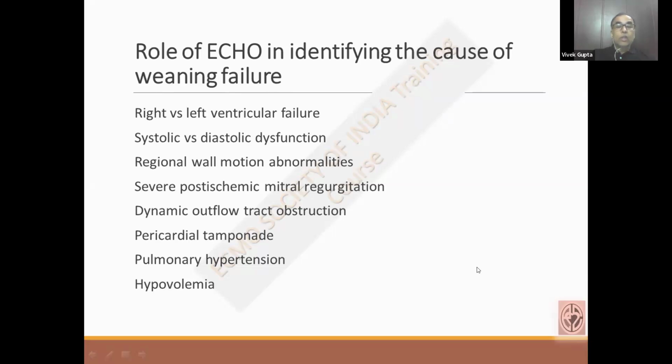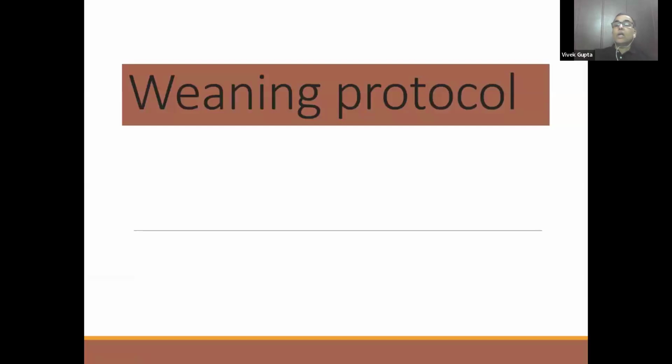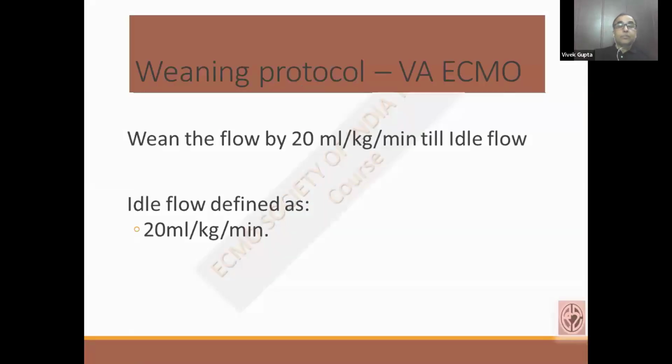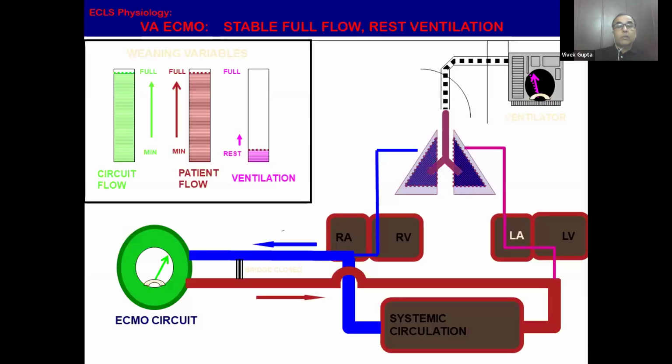to be as successful, there is a chance of some dynamic outflow tract obstruction, or sometimes the patient is having a pericardial effusion that is leading to tamponade, or the patient still needs volume and that's why he's not maintaining his hemodynamic stability. So on ECMO, we bring down the flow to 20 ml per kg per minute, or roughly around 1 to 1.5 liter per minute per patient.